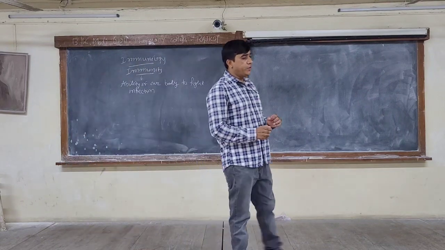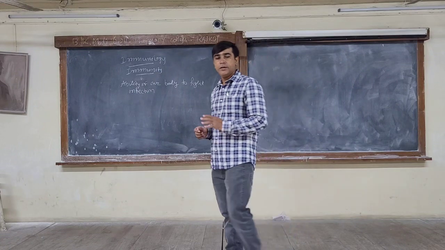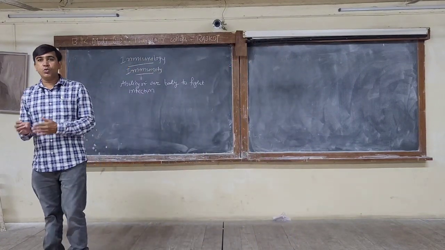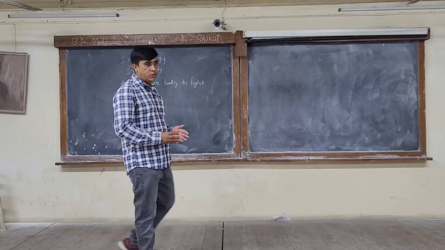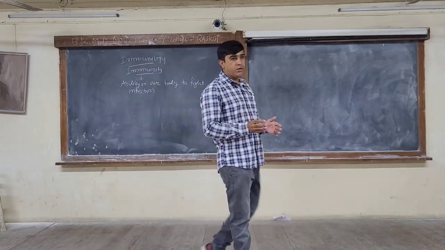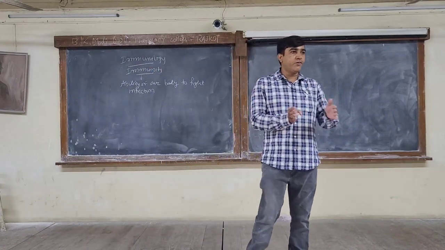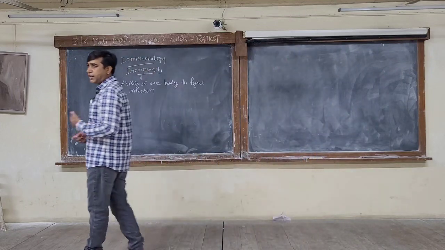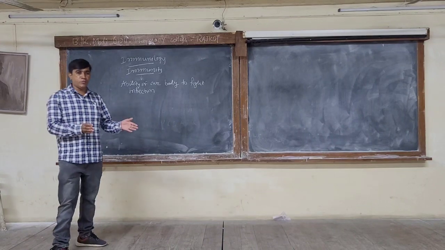So our immunity will help us fight against the communicable disease. As you know, there are two types of disease which we come across. One that are communicable, which can be transmitted from one person to another person, while others are non-communicable, that cannot be transferred from one person to another person.